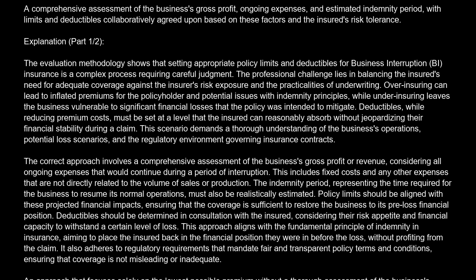Policy limits should be aligned with these projected financial impacts, ensuring that the coverage is sufficient to restore the business to its pre-loss financial position. Deductibles should be determined in consultation with the insured, considering their risk appetite and financial capacity to withstand a certain level of loss. This approach aligns with the fundamental principle of indemnity in insurance, aiming to place the insured back in the financial position they were in before the loss, without profiting from the claim.